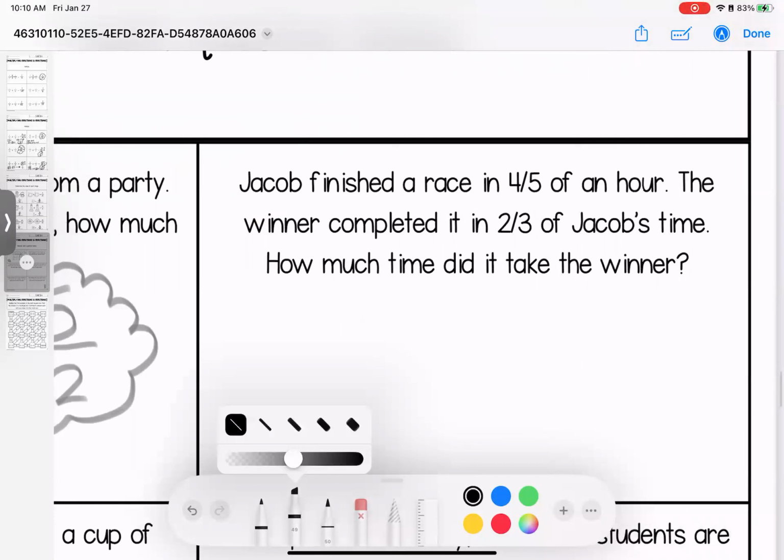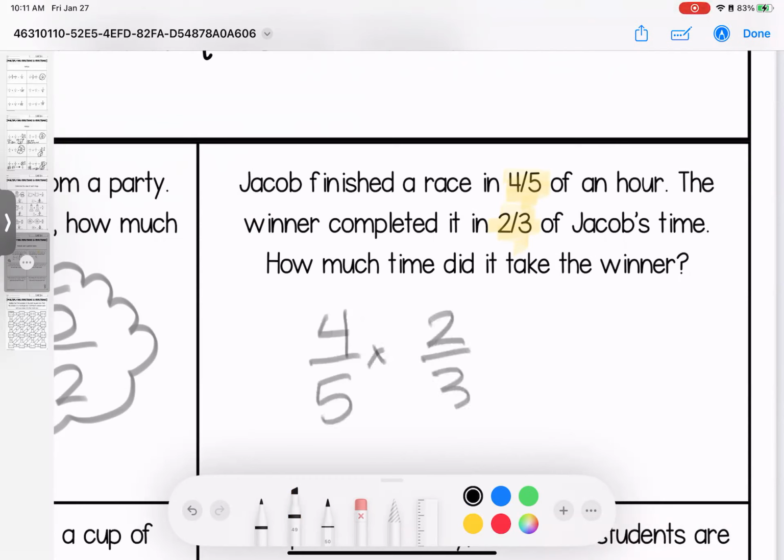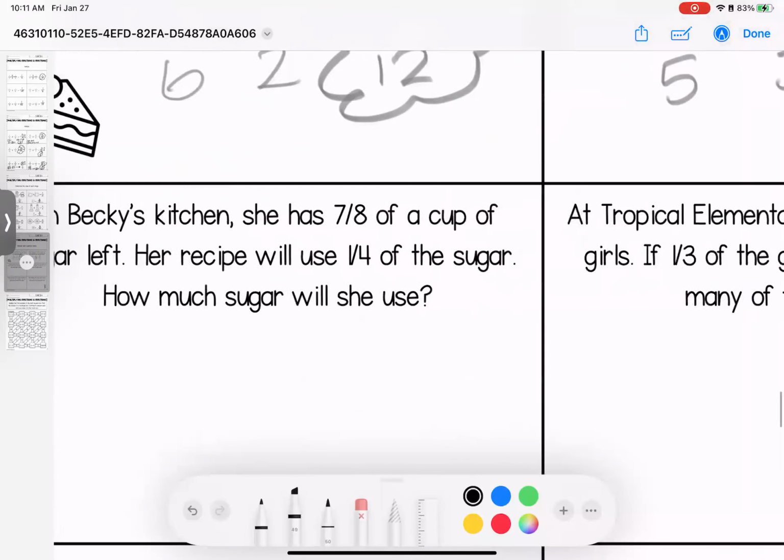Jacob finished a race in 4/5 of an hour. The winner completed it in 2/3 of Jacob's time. How much time did the winner take? So 4/5 times 2/3. 4 times 2 is 8. 5 times 3 is 15. He took 8/15 of an hour to finish that race.